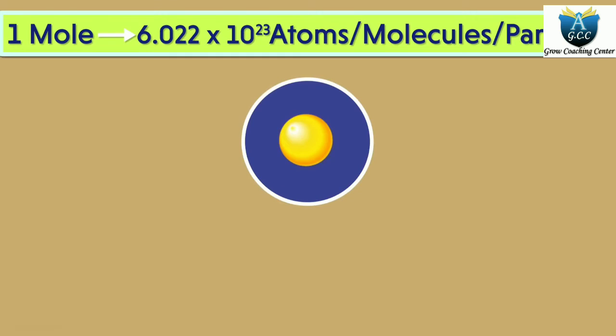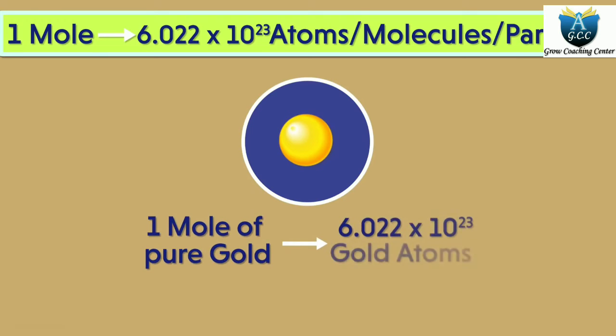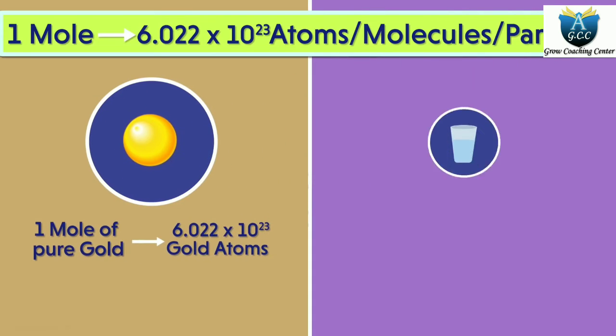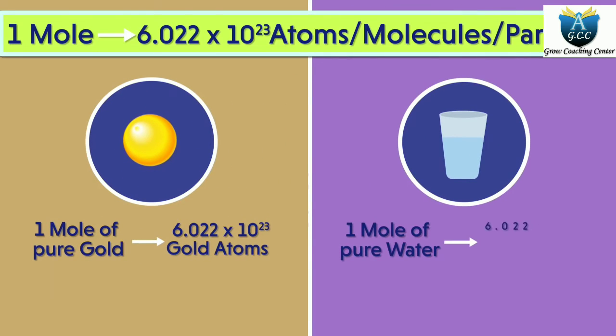Now here's 1 mole of this pure gold. How many atoms does it have? Yes, as it's 1 mole, it will have 6.02 times 10 raised to 23 atoms in it. Similarly, 1 mole of pure water will have 6.022 times 10 raised to 23 water molecules inside it.